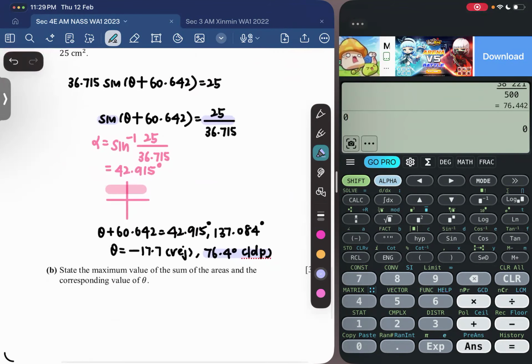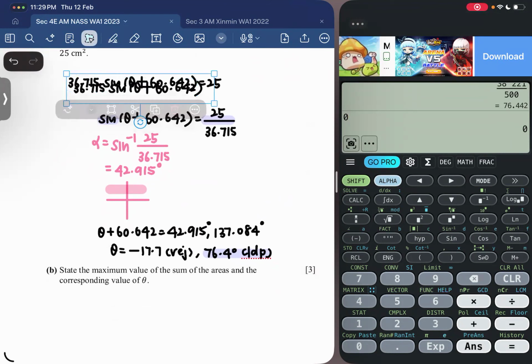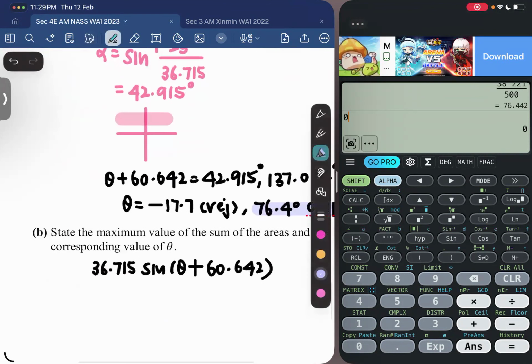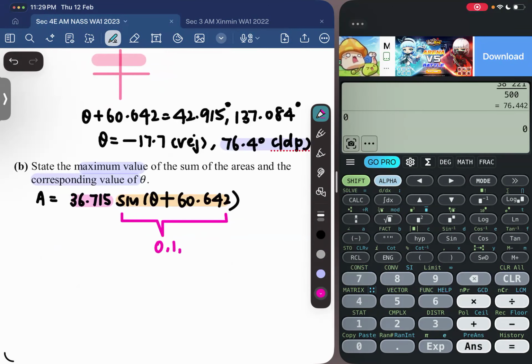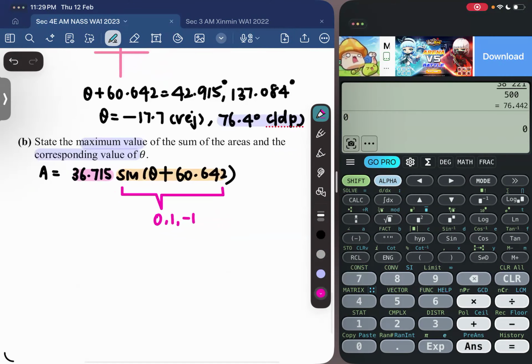So the last part here, right? This is the area, correct or not? So what we have, I just put A equal so it's clearer, right? So A equal. What are you supposed to do? State the maximum value and the corresponding value of theta. So remember, we split like that, right? Then always understand that this one here can take three different values. So they are 0, 1, and -1. So I want maximum, correct or not? So maximum will surely be 36.715 multiplied by 1. So just give 36.7, 3 SF.